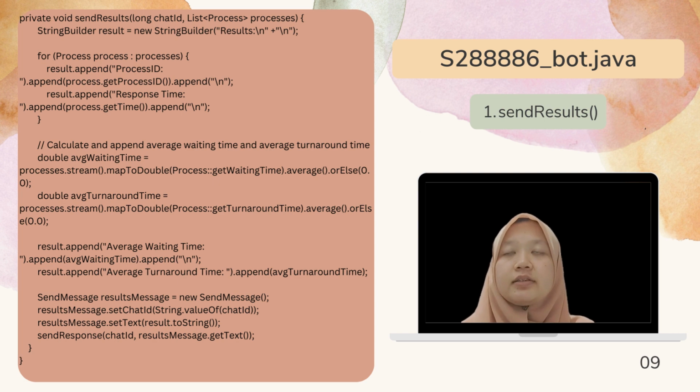Next and lastly, for the coding part, is the last method, send results. This method is to construct a result message containing the process ID, response time, average waiting time, and average turnaround time, and then it will send this message to the user.